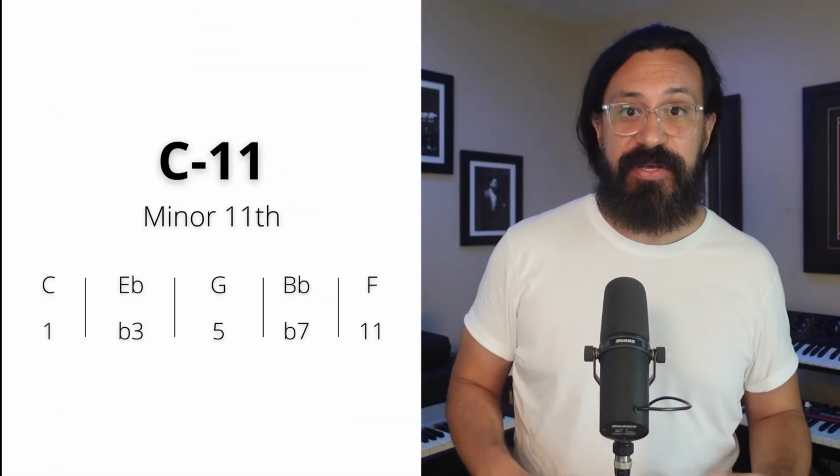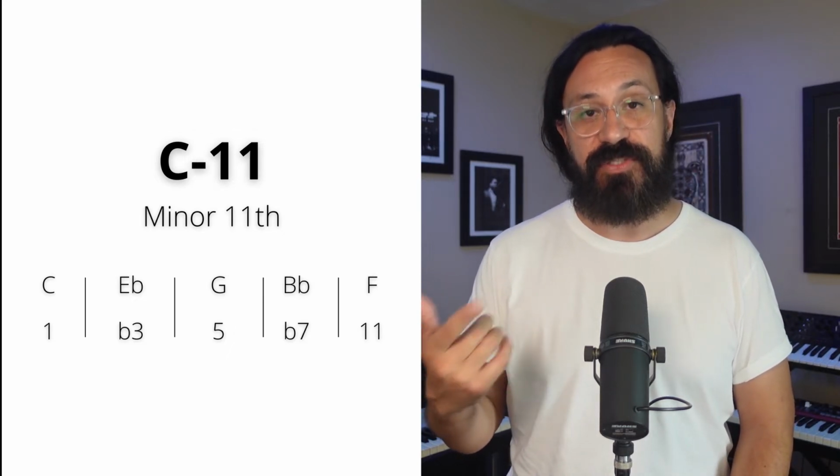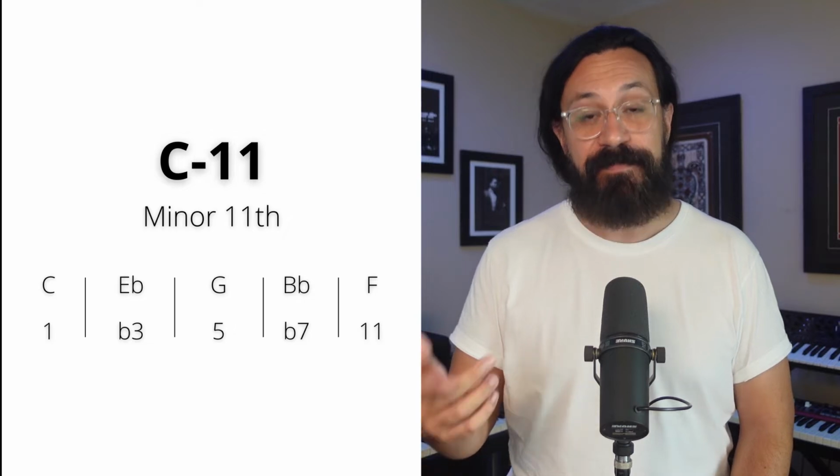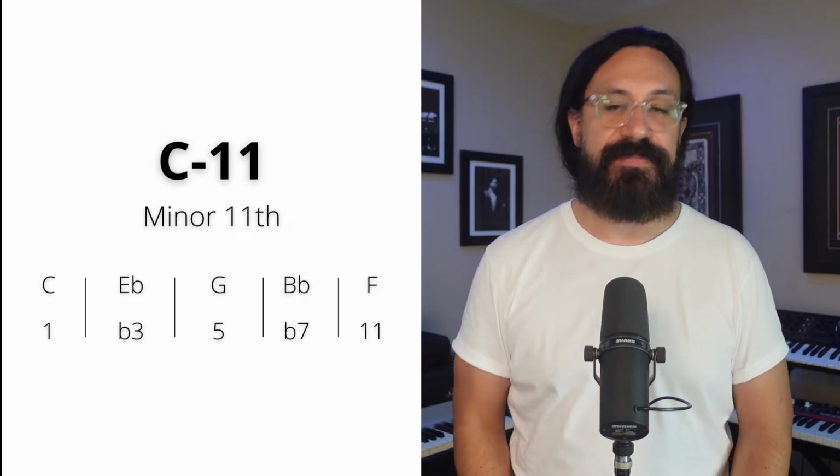In similar fashion, for the C minor 11, you would have to have the minor 7th chord tones, root, minor third, perfect fifth, minor 7th, and the 11th in the chord. Here are some of the ways I might voice this chord.